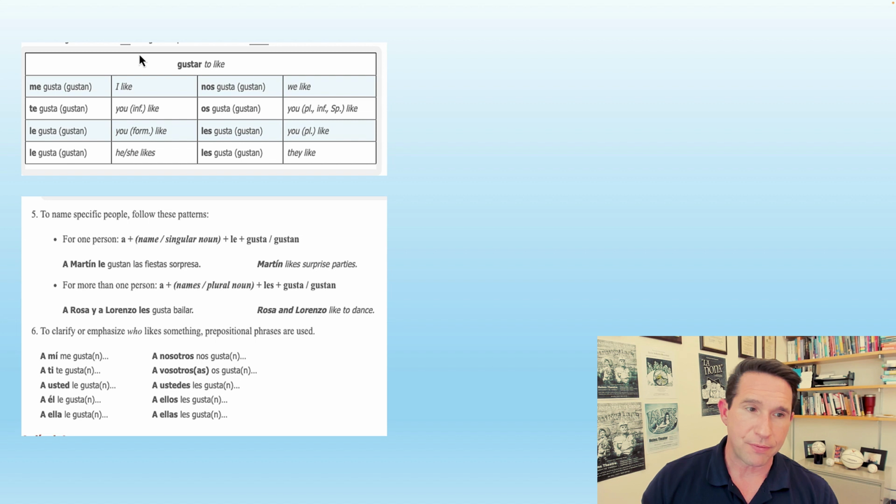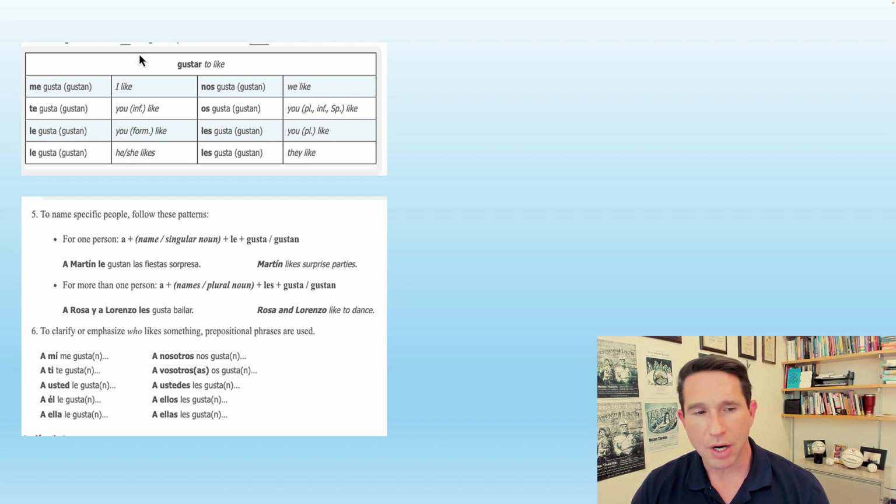Okay, so gustar, number 5. To name specific people, follow these patterns, right? This is where it gets a little tricky. For one person, we need the a personal. Always the a personal in Spanish. I'll explain why in a second. The name or the noun, le gusta or gustan. So, a Martín le gustan las fiestas sorpresa, right? So, Martin likes surprise parties, right?